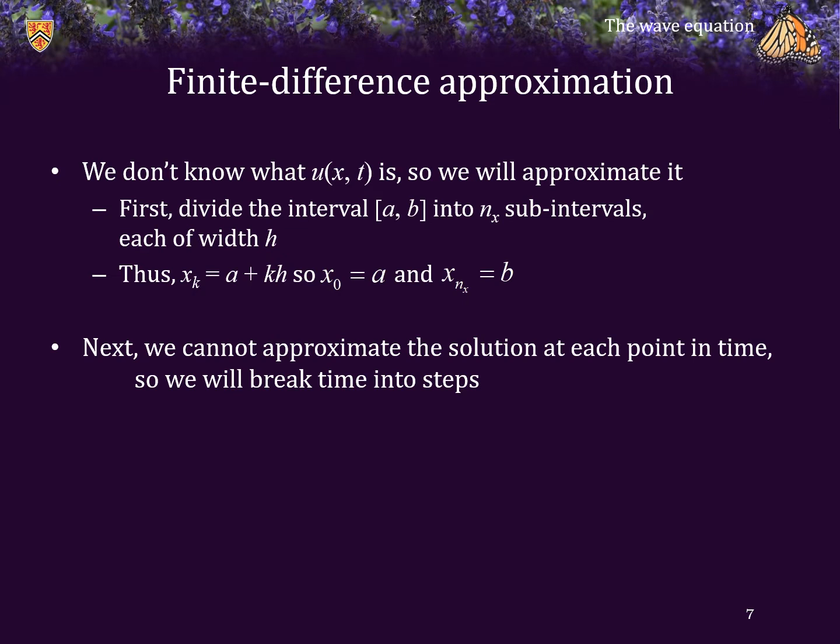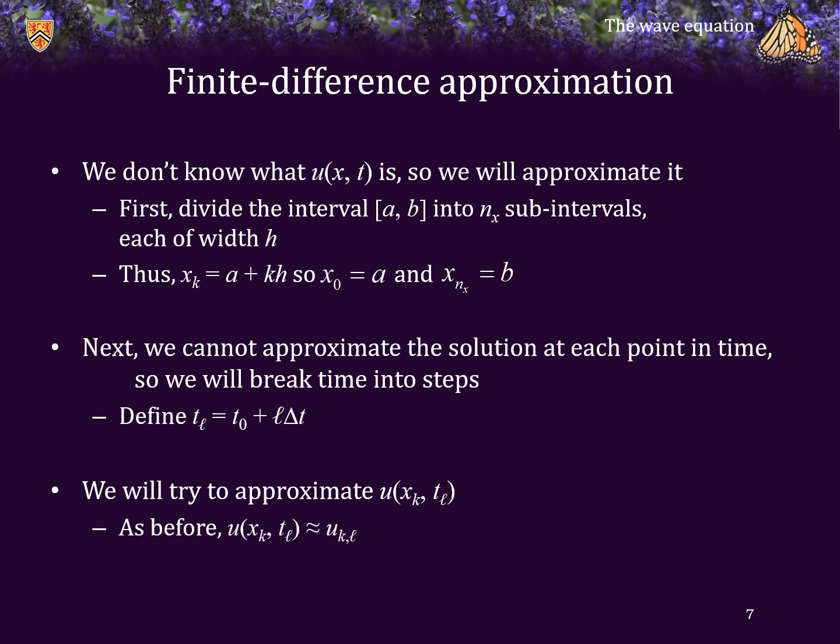And once again, we cannot approximate the solution at each point in time, and so we will also break time into steps. So we will define t sub L to be the initial time plus L times delta t. Consequently, we will try to approximate u at these discrete points by unknown values that we will try to approximate.